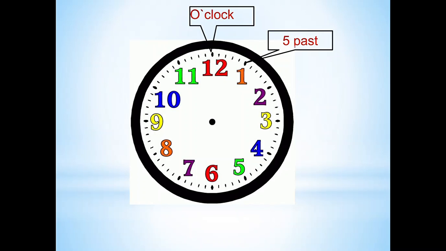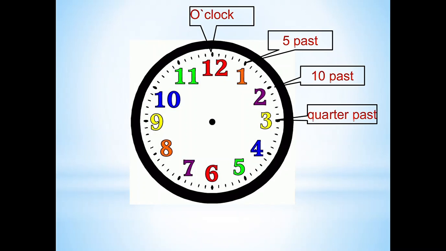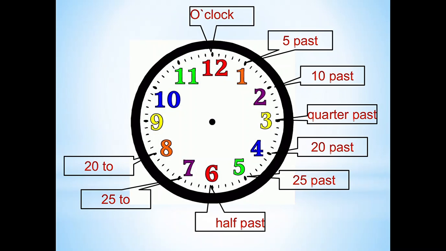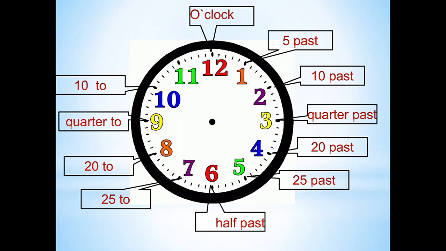On 1, 5 minutes means 5 past. 2, 10 past. 3, quarter past or 15 minutes. 4, 20 past. 5, 25 past. 6, half past or 30 minutes. 7, 25 to on the other side, or 35 minutes. 8, 20 to or 40 minutes. 9, quarter to or 45 minutes. 10, 10 to or 50 minutes. 11, 5 to or 55 minutes.